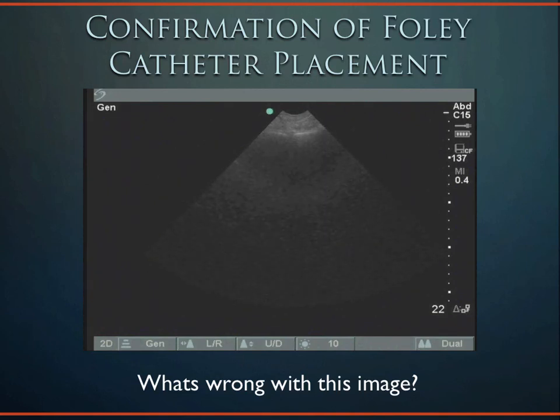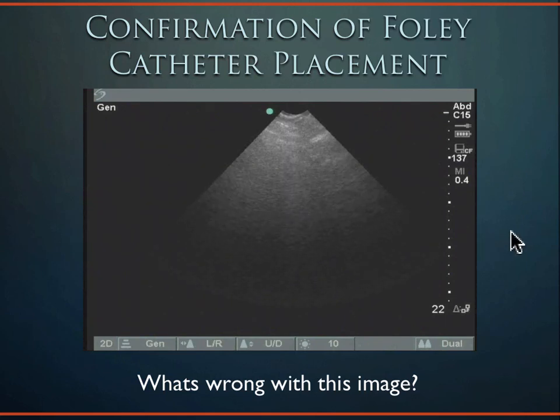He had a Foley catheter placed several days ago and was sent home. He returns to the ER complaining of urinary retention and that his Foley catheter is no longer putting out urine. The bladder ultrasound here shows that the catheter is in the correct location and that the balloon is inflated, okay?